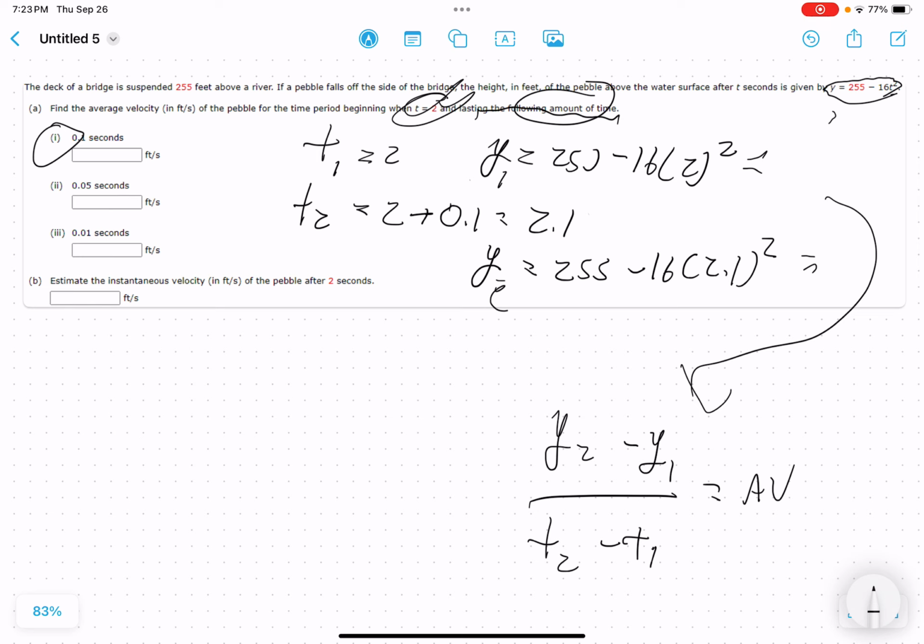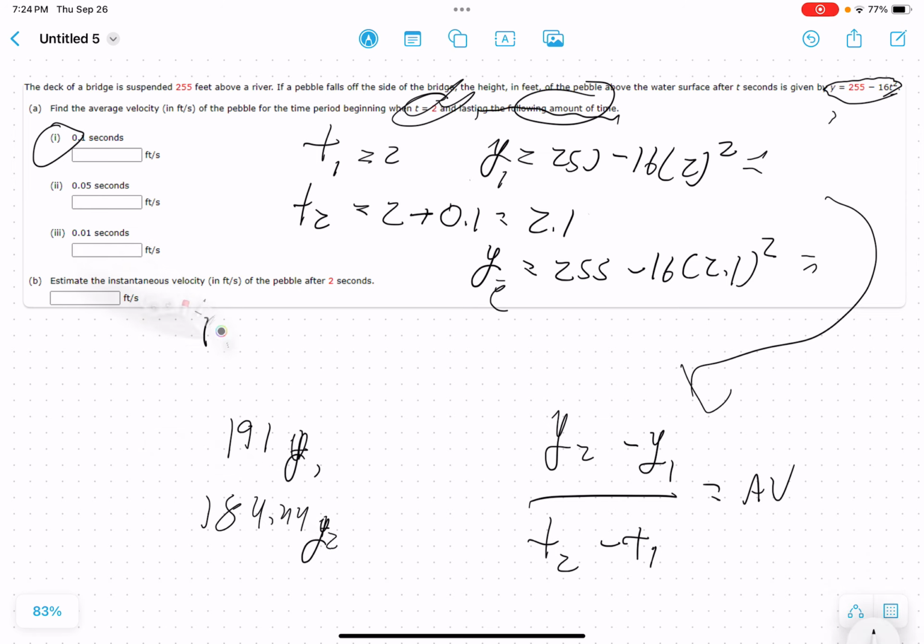Equal to 191 for t1 and y1 and 184.44 for t2, or y2. So now that we know these values, we can plug these things into the equation. So, or this is y1, y2, sorry.